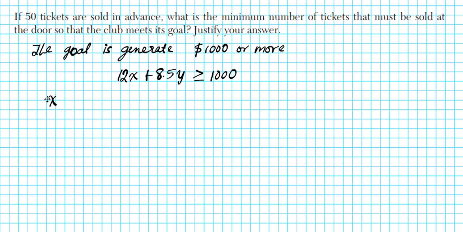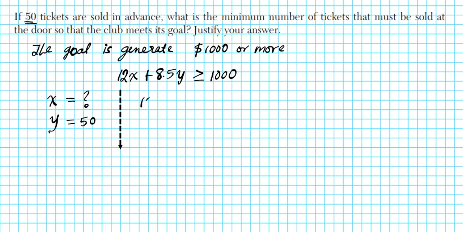X is the number of tickets sold at the door. We do not know what it is in this problem. Y, the number of tickets sold in advance, is indicated for us, which is 50. So what we're going to do is substitute these values into this inequality and solve for the unknown.